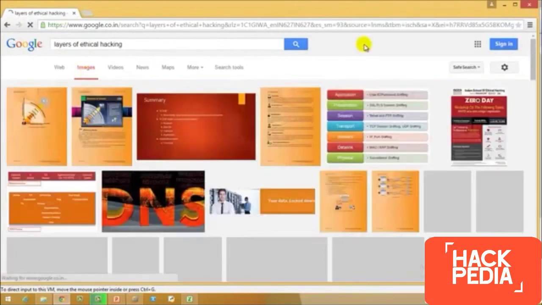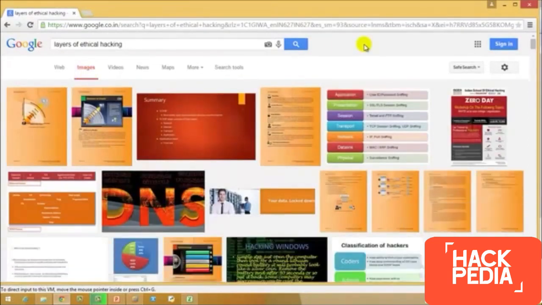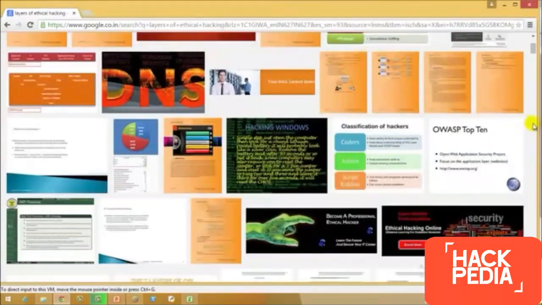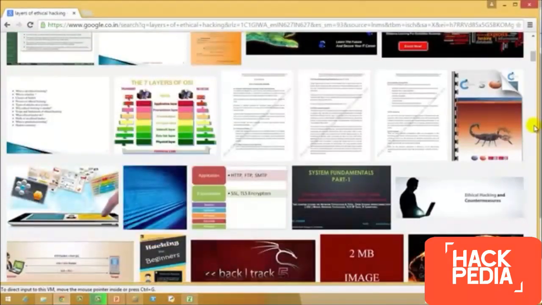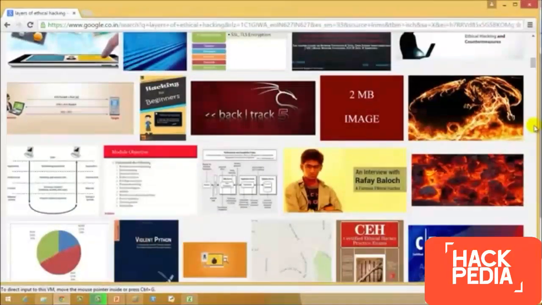The first thing is that we need to gather the information, and then we need to know whom we are attacking and what the different layers are for that. That means what countermeasures they can take against us. So these are the few things that I would be teaching you today.